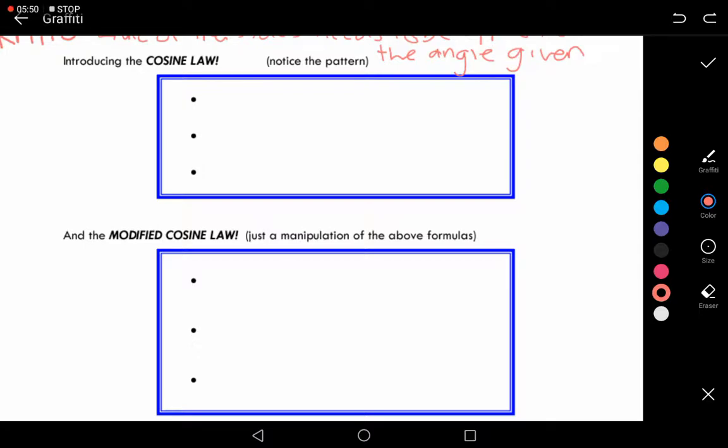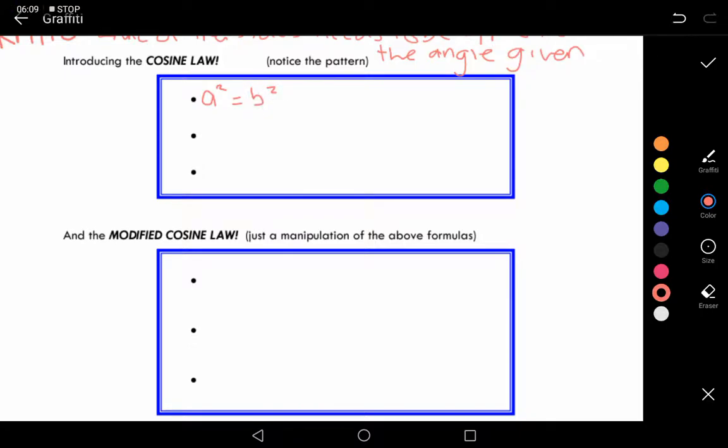You are going to want to have it in front of you because honestly, this law is definitely a little bit confusing. So the law states that a squared, so remember, when a is a lowercase letter, they're always side lengths.